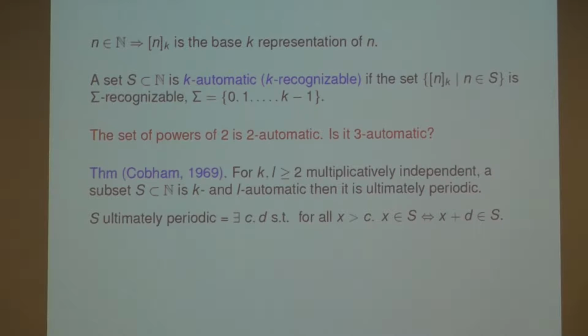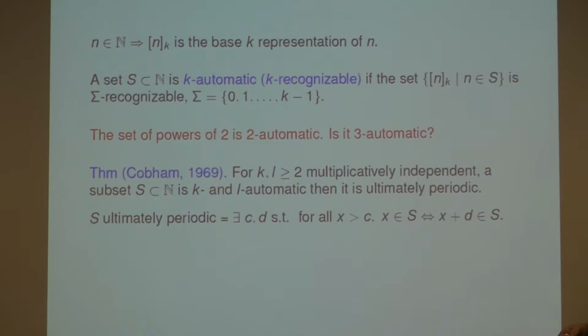Let me explain some of the terms here. k and l are integers. Multiplicatively independent means no non-zero power of k is a non-zero power of l. It's a weaker statement than relatively prime, but it's somehow similar. And a subset of integers, if you can recognize the base k representations of that set, and you can recognize the base l representations, then the set is ultimately periodic.